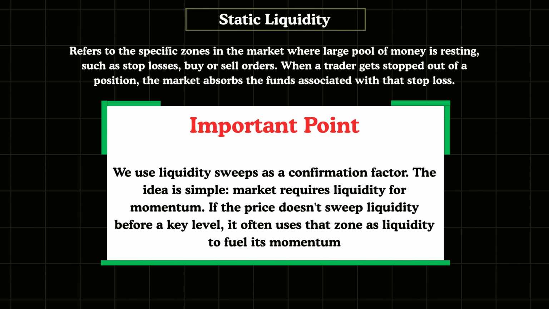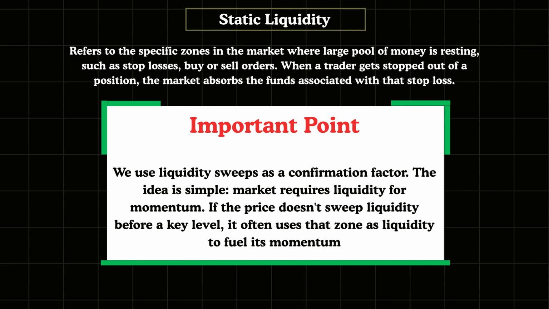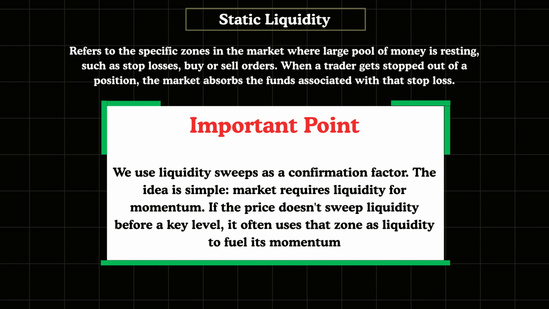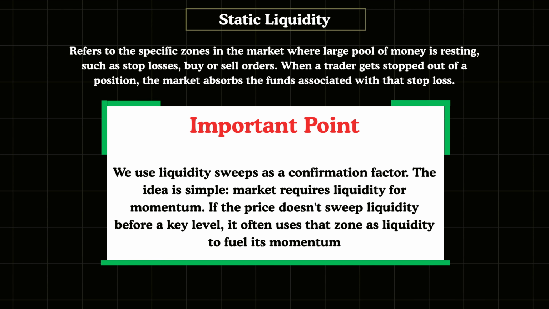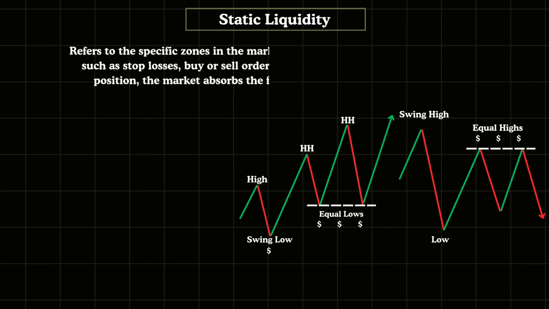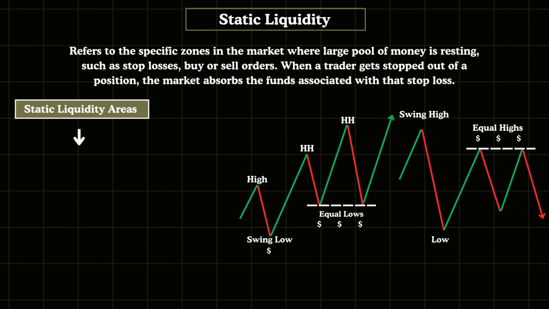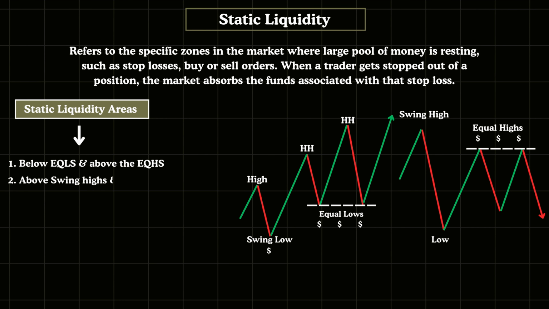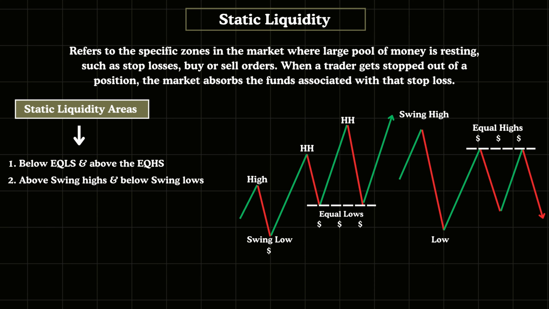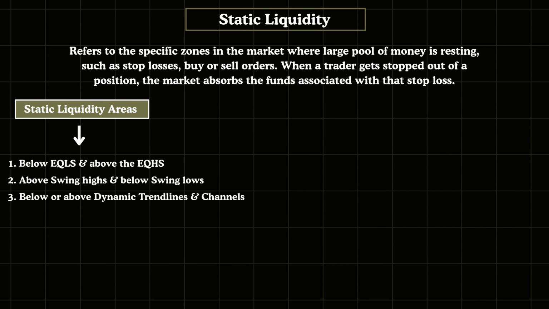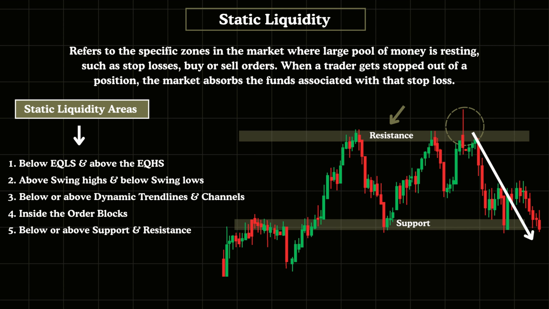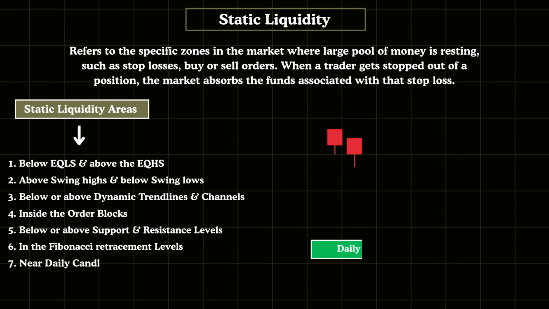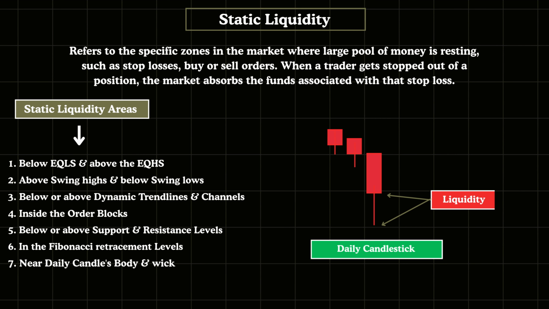The idea is simple: the market requires liquidity for momentum. When price doesn't clear out liquidity before reaching a major level, it typically treats that area as fuel for its next momentum move. Static liquidity can be spotted in multiple places on a chart, such as beneath equal lows or above equal highs, above swing highs and below swing lows, around dynamic trend lines and price channels, within order blocks, above or below key support and resistance levels, within Fibonacci retracement zones, and near the body or wick of daily candlesticks.